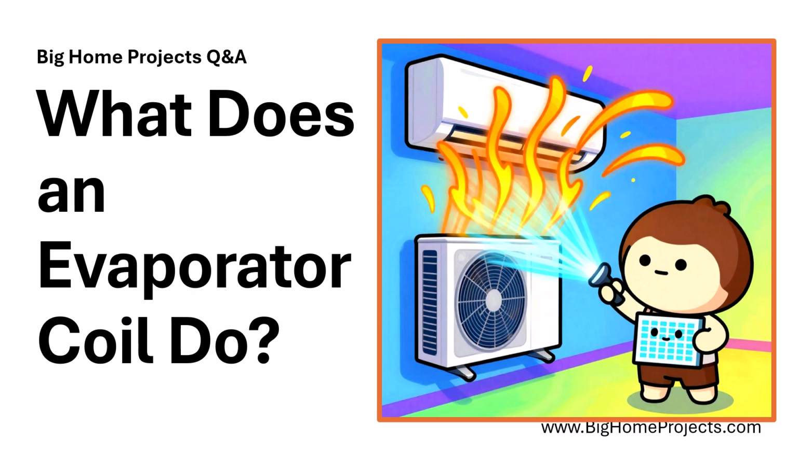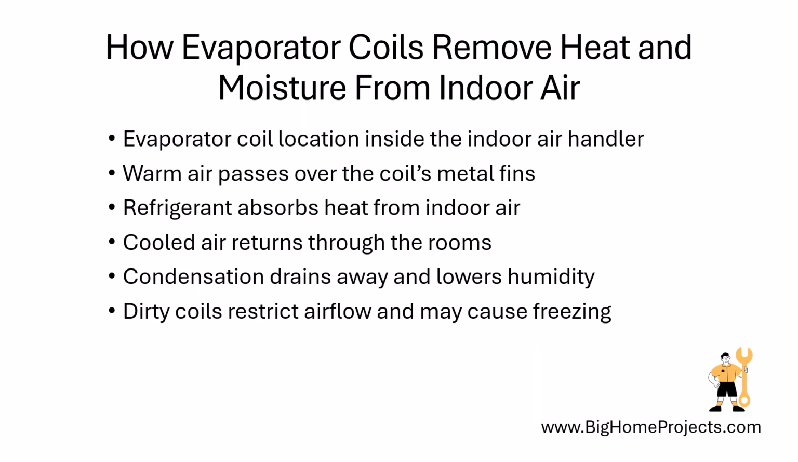What is the purpose of an evaporator coil? Its purpose is to absorb heat from indoor air so an air conditioner or heat pump can cool the building. The evaporator coil is the part of the cooling system usually located inside or near the indoor air handler. Cold refrigerant flows through the coil, and warm indoor air passes over its metal fins.